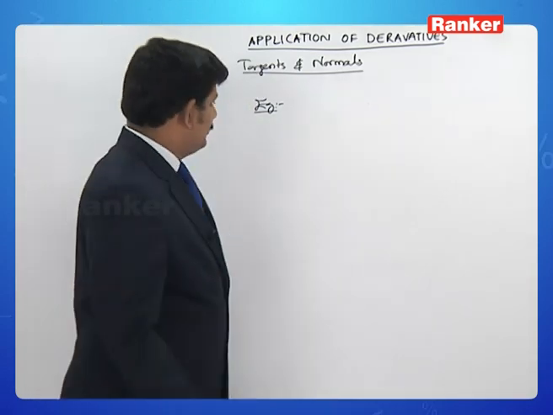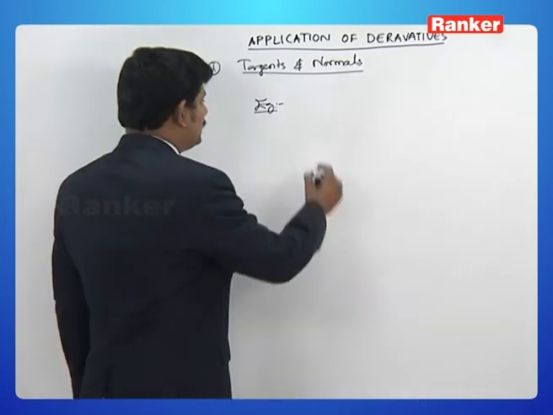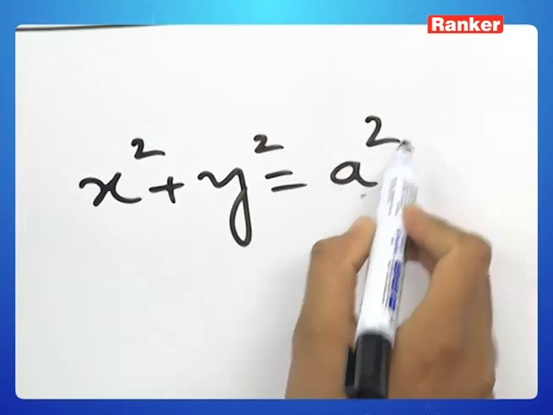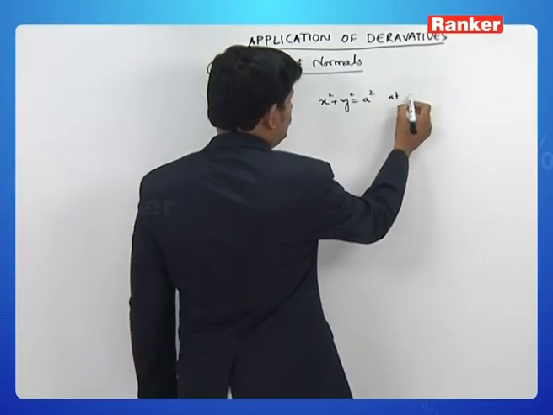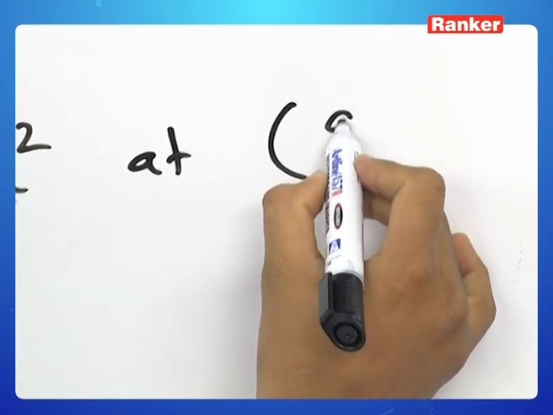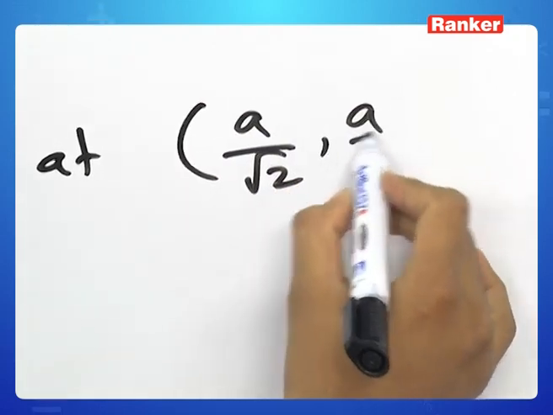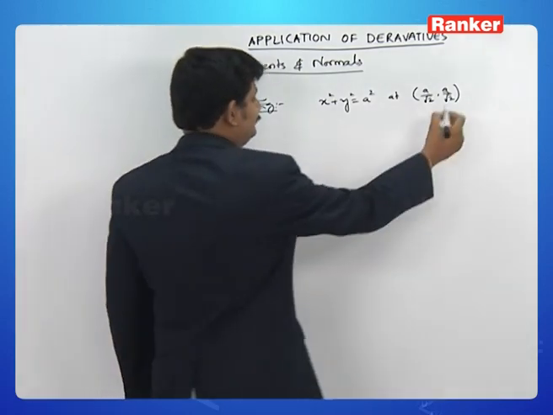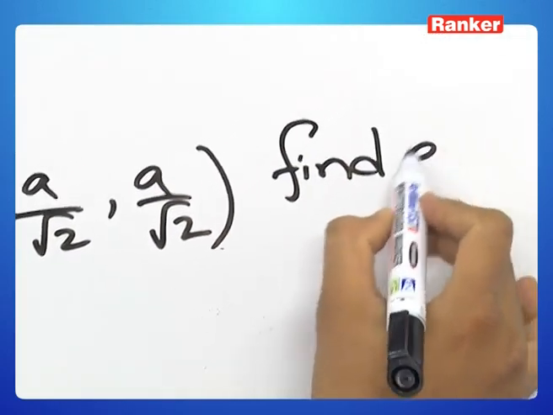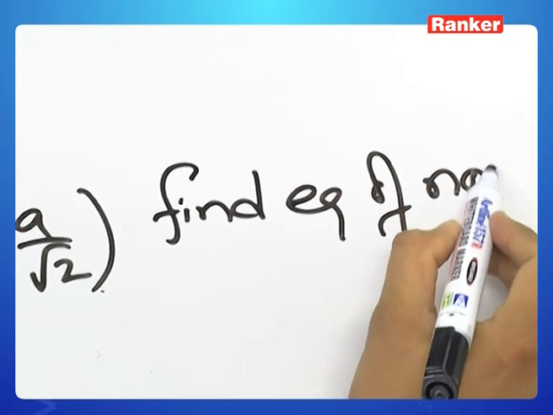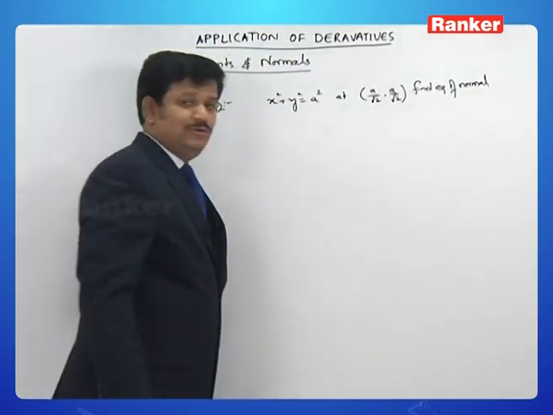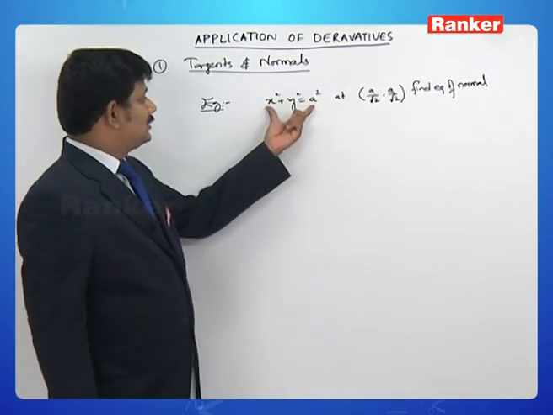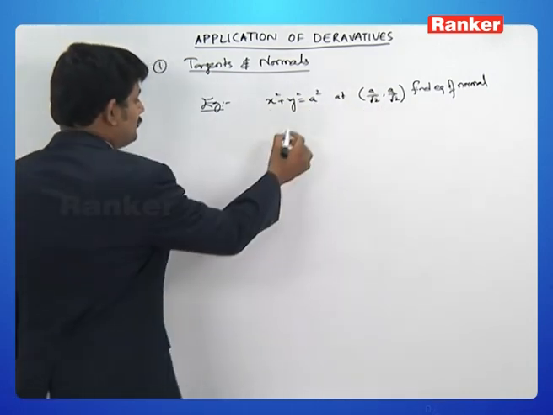Let us look at another example. On the curve x square plus y square is equal to a square, at the point (a by root 2, a by root 2), find equation of normal. We are asked to find equation of normal at the point (a by root 2, a by root 2) on the curve x square plus y square is equal to a square.